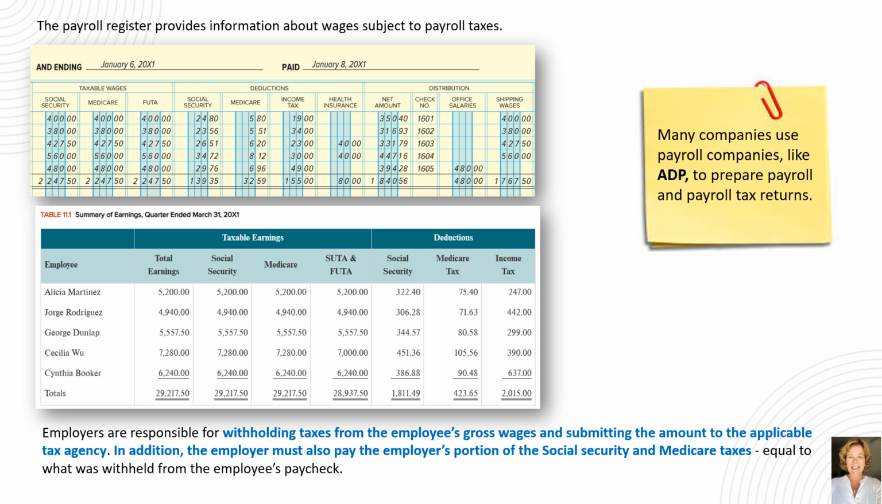It is absolutely possible to manually track payroll the way it is shown here, especially if there aren't that many employees. However, many companies use payroll companies like ADP to prepare payroll and payroll tax returns. Below the payroll register for January 6th, we see the quarterly earnings for all employees for total taxable wages of $29,217.50. If there are pre-tax deductions, the Social Security and Medicare taxable wages would likely be different.